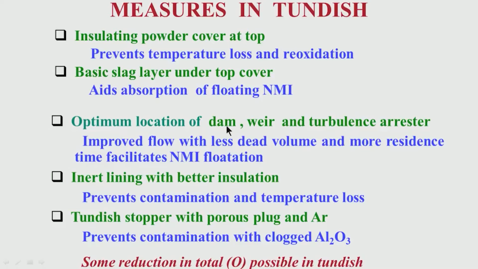Now I have mentioned the dam and weir and the turbulence arrestor. So all these flow control devices, where do you put them? Here is a question of doing some mathematical modeling of the tundish. A lot of people have done mathematical modeling to determine the location of dam, weir and the turbulence arrestor, so that you have more residence time of liquid steel in the tundish, less turbulence in the tundish, and less amount of dead zone in the tundish. So for this, optimum location of dam, weir and turbulence arrestors are necessary.